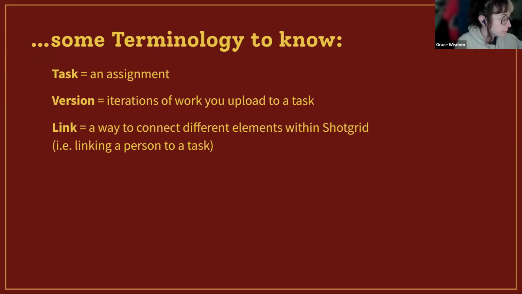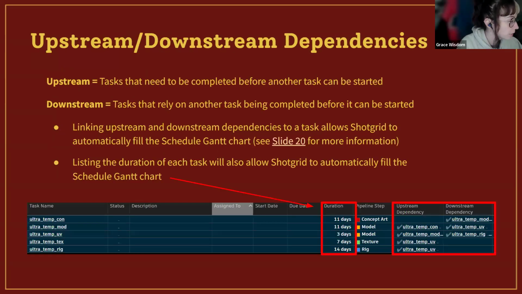But a version, I'm sure we've all named things like V1, V2, V3. Essentially, that's what that's referring to. And then a link is a way to connect different elements within ShotGrid, i.e., linking a person to a task. And this will make sense, like I said, the more we get into it.